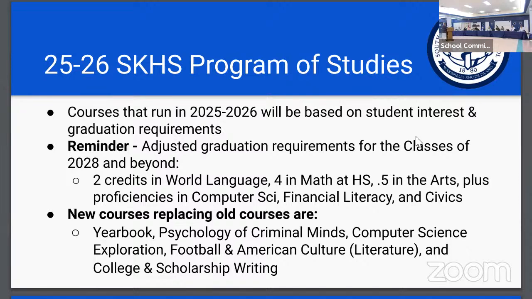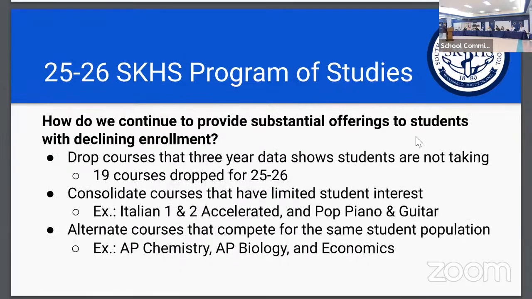Okay, next slide, please. And last slide. Okay, so just to summarize, how do we continue to provide substantial offerings to students with declining enrollment? So drop courses that 3-year data shows students are not taking. And this can be a combination of things: a teacher retired and all of a sudden the passion for the course was gone, and students certainly get attracted to elective courses where teachers have a passion. Or just interests change, the world changes.